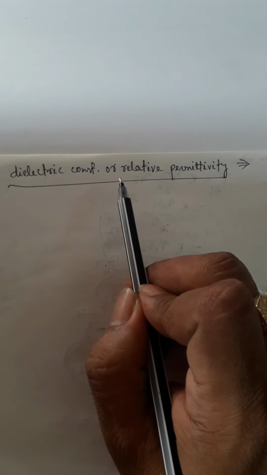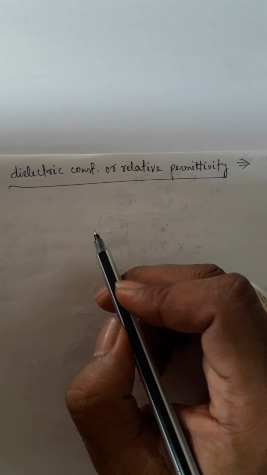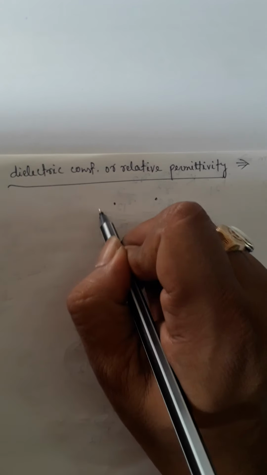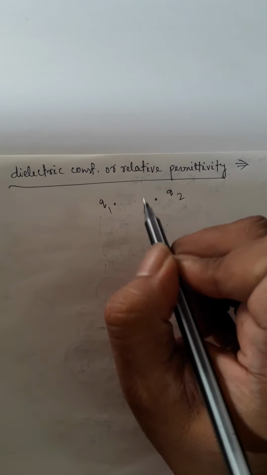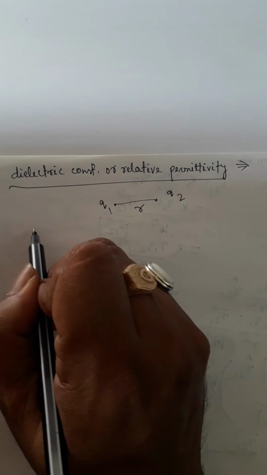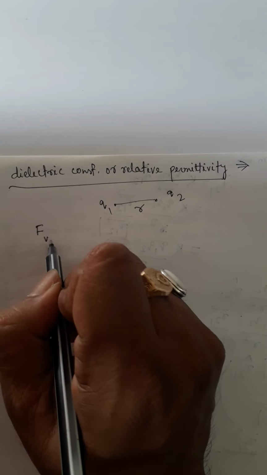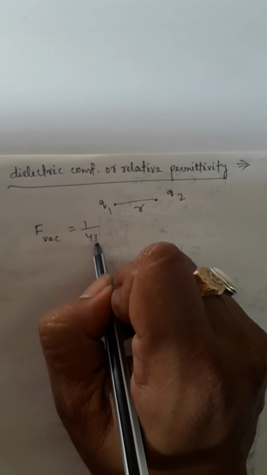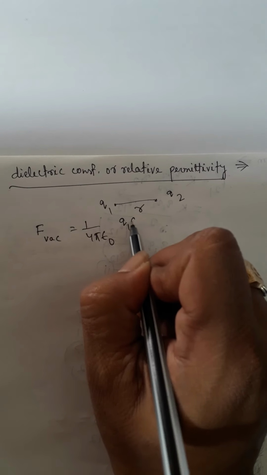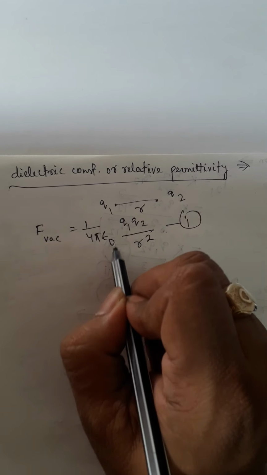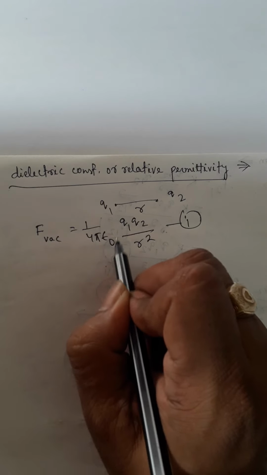In this lecture, we will study dielectric constant or relative permittivity. According to Coulomb's law, force between two point charges Q1 and Q2 placed in vacuum at a distance r from each other is given by force in vacuum or free space. Force in vacuum is equal to 1 by 4 pi epsilon naught, q1 q2 upon r square. Equation 1. Here epsilon naught is the permittivity of free space.